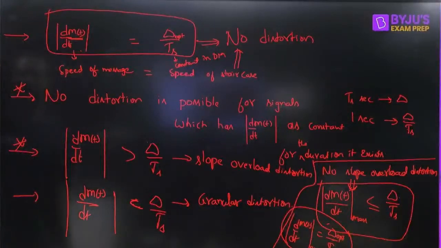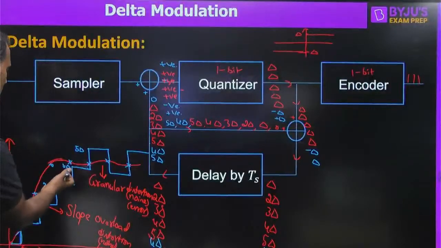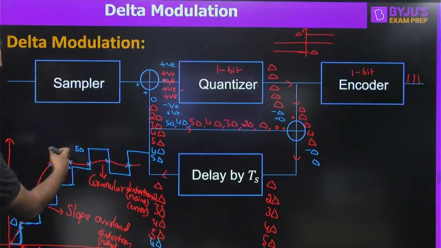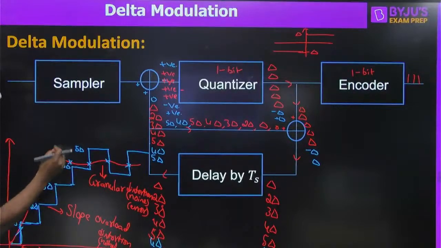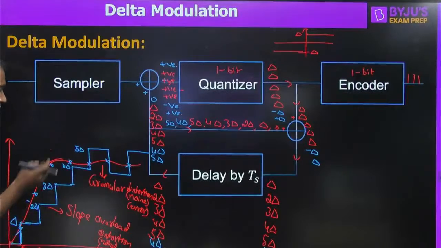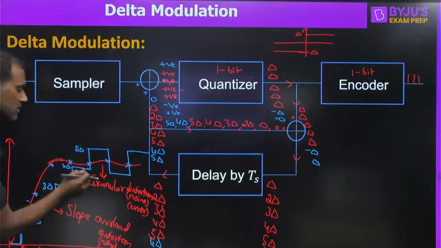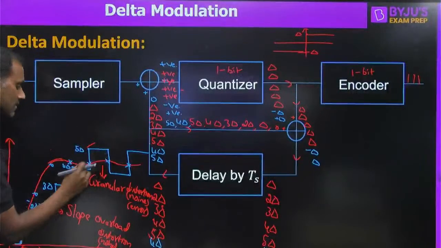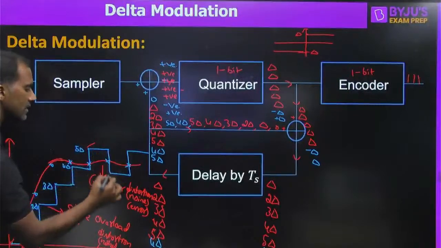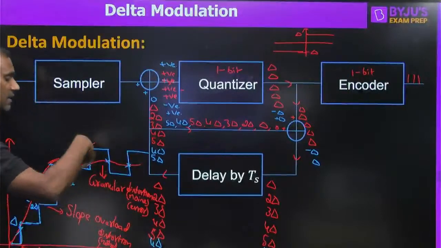I'll just show you an example. Let's take an example. See this one. In this case, if you take a bigger step size, it might follow the signal. No? If you take a bigger step size, the staircase will follow the signal. You have to choose the step size appropriately. If you have chosen the step size appropriately here, if you have to choose a bigger step size, it will follow the signal. But if you choose a bigger step size, here there will be more error because the granular distortion will increase. See, if it is a bigger step size, it will go like this. Bigger error will be here.